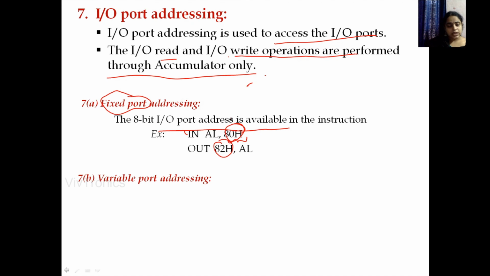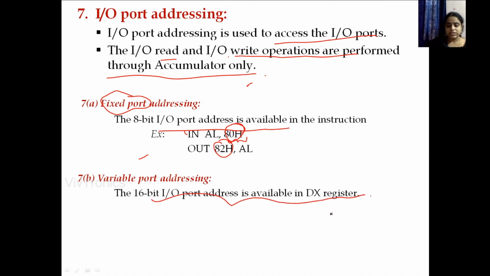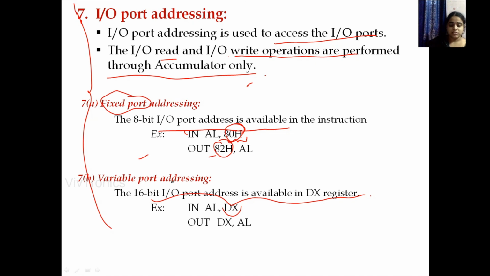The next one is variable port addressing. In variable port addressing, the 16-bit IO port address is available in the DX register. That means in IN AL, DX, the DX register holds a 16-bit address. Like that, OUT DX, AL. So there is fixed port and variable port addressing. In fixed port, the IO port address is readily available in the instruction, just like in immediate addressing mode. In variable port addressing, the address of the port is stored in the DX register.